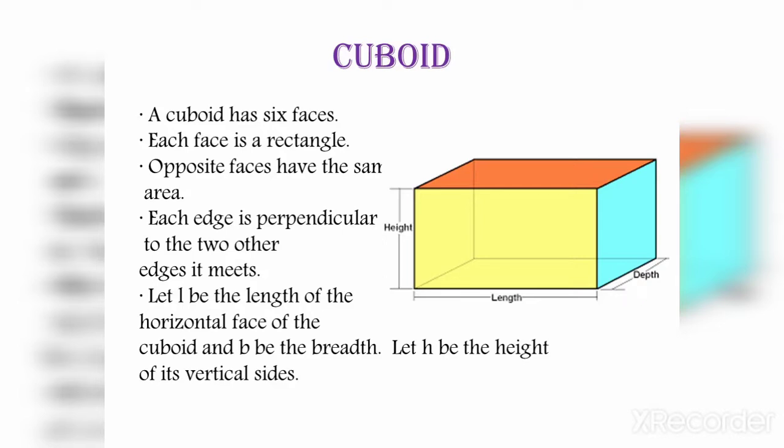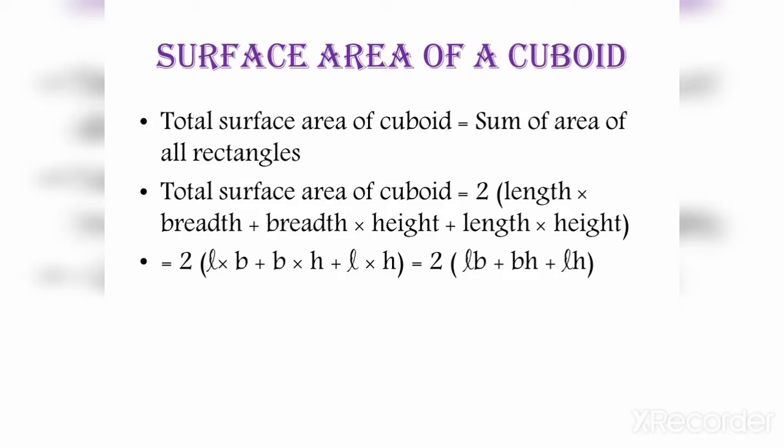Let the length be of the horizontal face of the cuboid and b be the breadth and h be the height of its vertical side. Okay, now what is the formula for the total surface area of a cuboid? The total surface area of a cuboid equals the sum of the areas of all rectangles. So the formula is 2 in the bracket length multiplied by breadth plus breadth multiplied by height plus height multiplied by length. So in the initial letters, how do we write the formula? 2 in the bracket length multiplied by breadth plus breadth multiplied by height plus length multiplied by height.